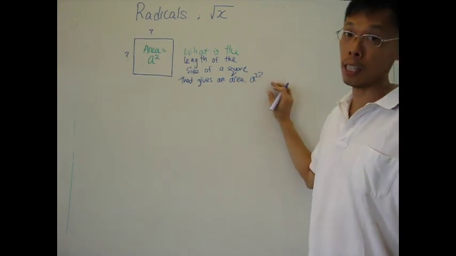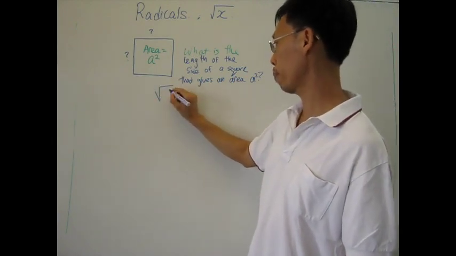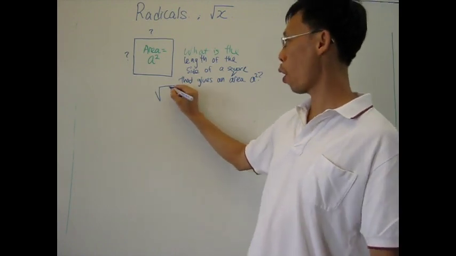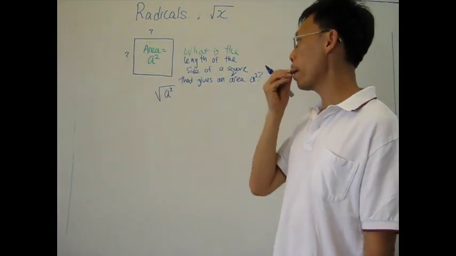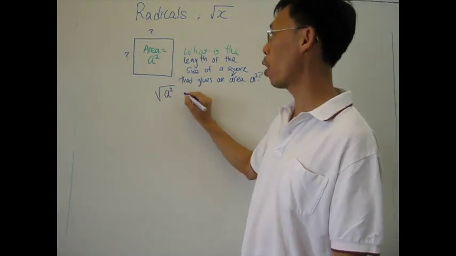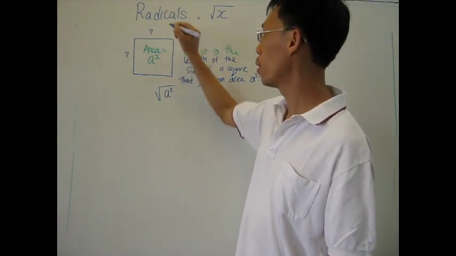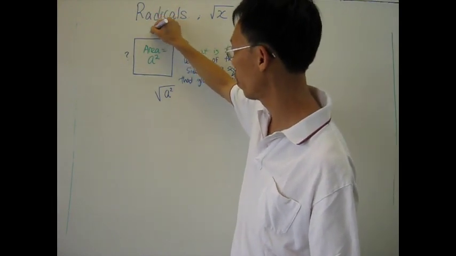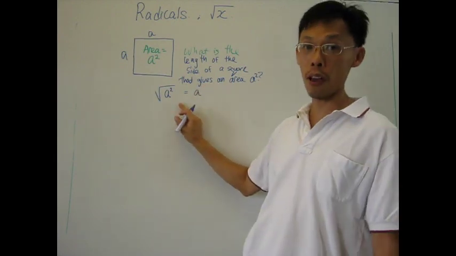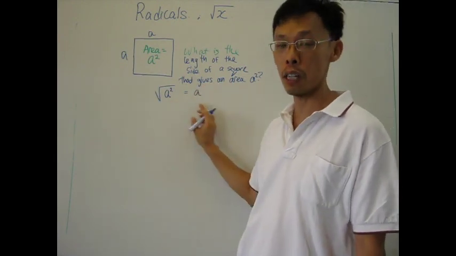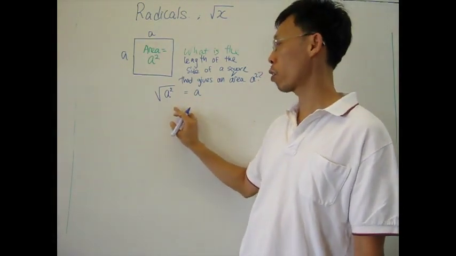So this particular question is in English, and this question is translated mathematically into this thing. For example, square root of a square. And obviously we know the answer to this, because what do I have to multiply together to get a square? The answer is a, right? Because here is a, and here is a. So this square root of a square is a. In fact, this is one of the rules that we need to use for radicals.